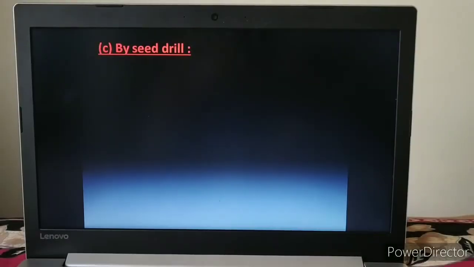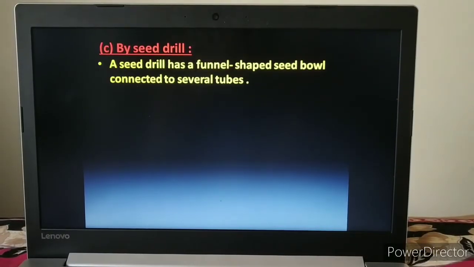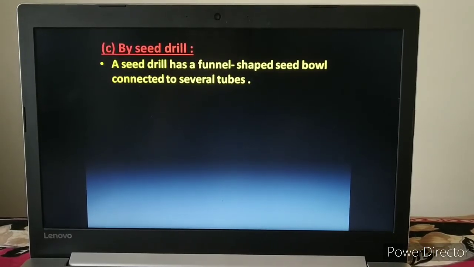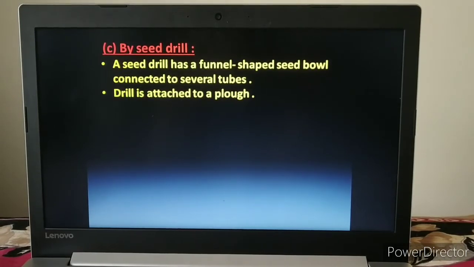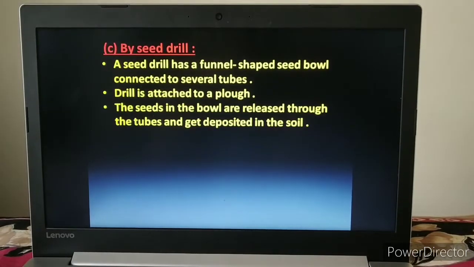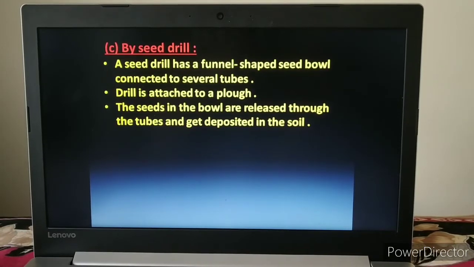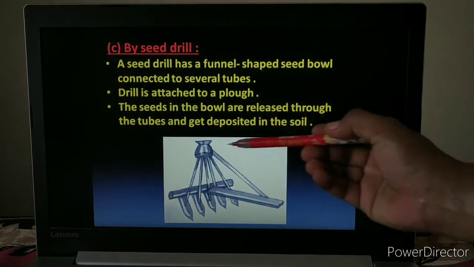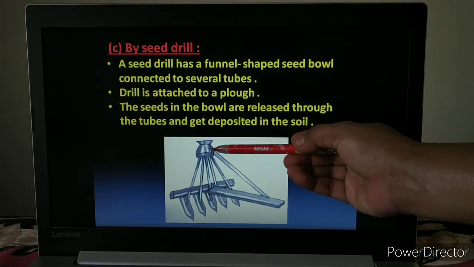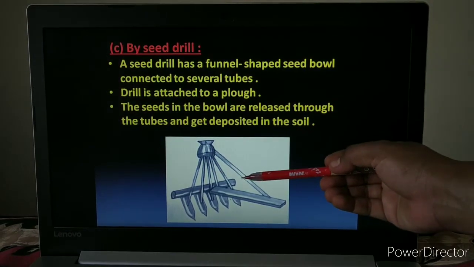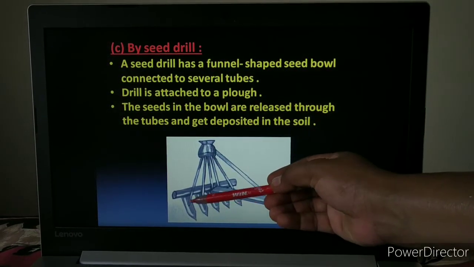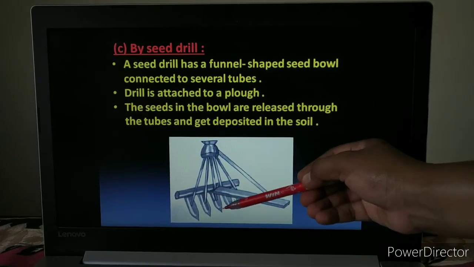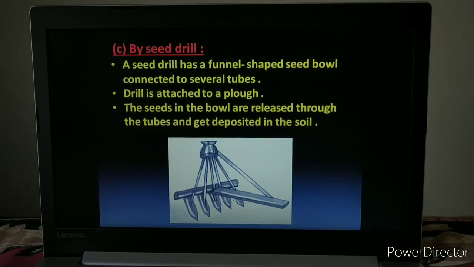And third one, the seed drill method. A seed drill has a funnel shaped seed bowl which is connected to several tubes, and the drill is attached to a plow. The seeds in the bowl are released through the tubes and get deposited into the soil. So see here, this is a seed bowl. Seeds are kept into this. It has a number of tubes, and this is our plow. This seed drill is connected with the plow, and as soon as the plowing is done, with that only the sowing of the seed is also done.